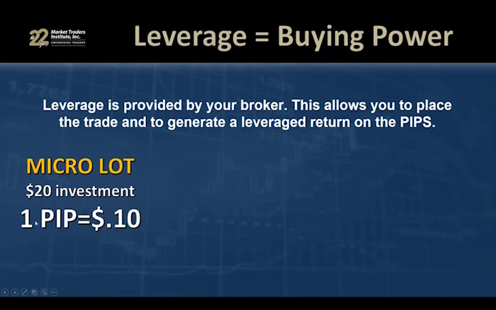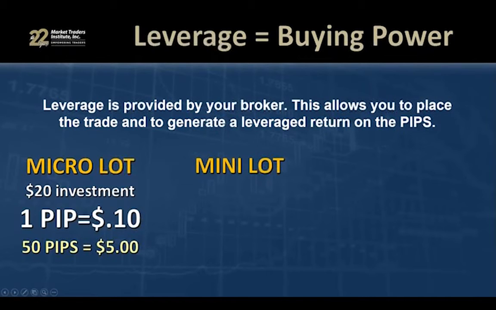In this case, with each pip that you capture with a micro lot, each pip is going to be worth 10 cents. So let's say that we capture 50 pips on a trade, which is the minimum we're going to be going after in this London Daybreak trading strategy. If you capture 50 pips, you've generated a $5 profit.